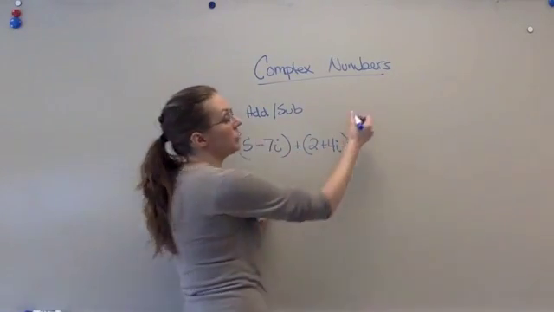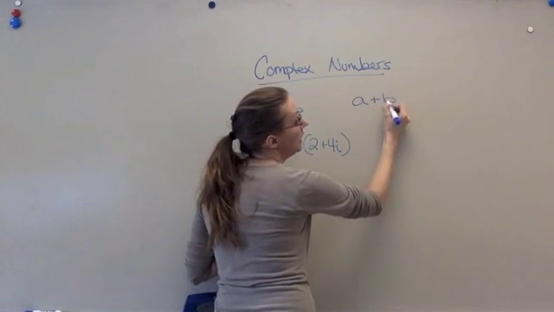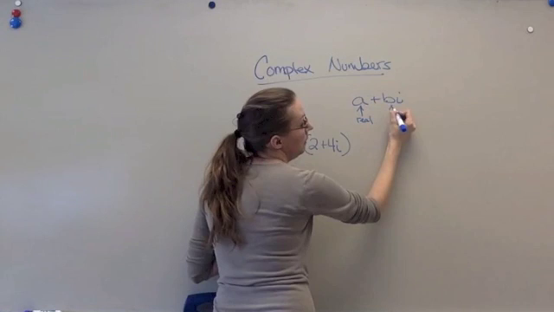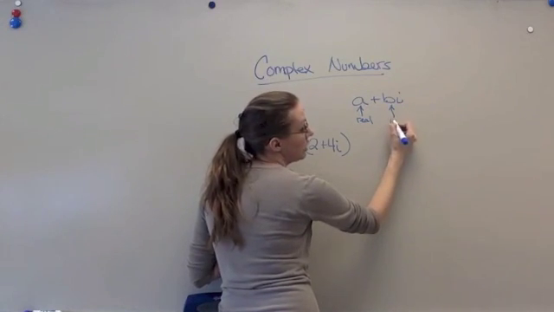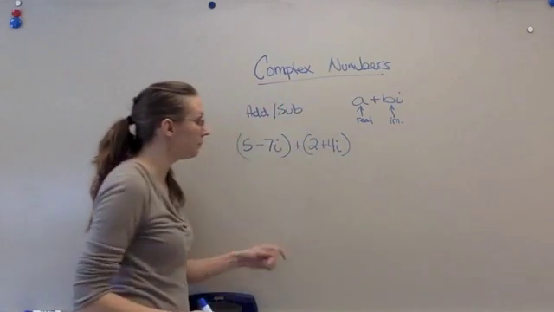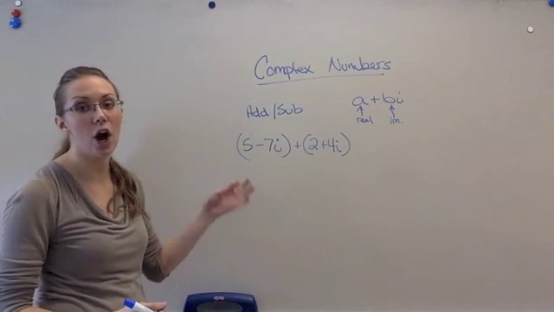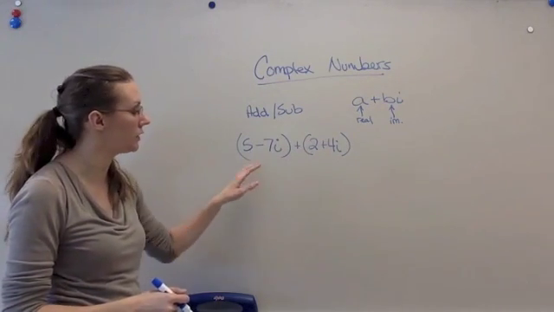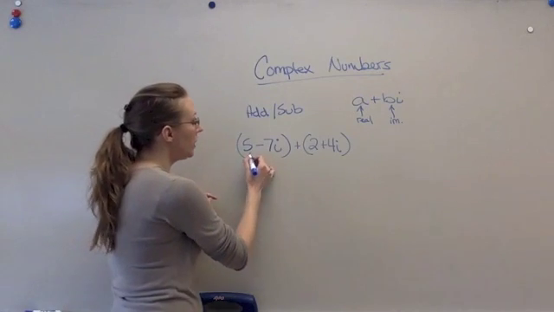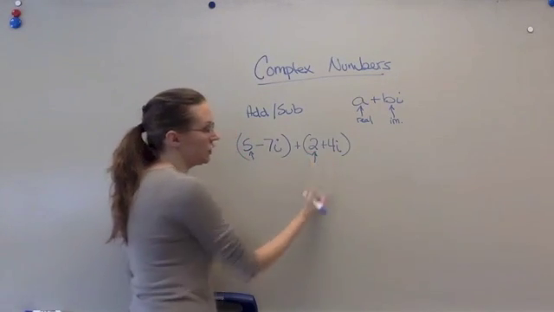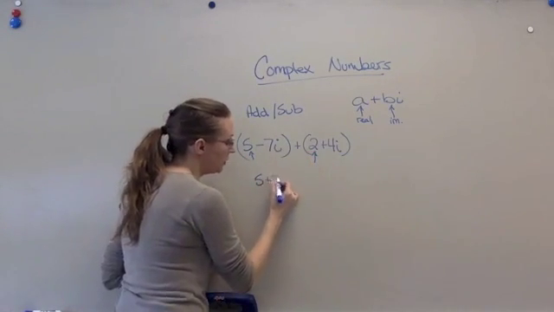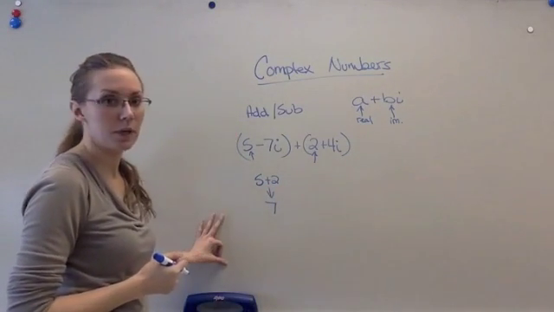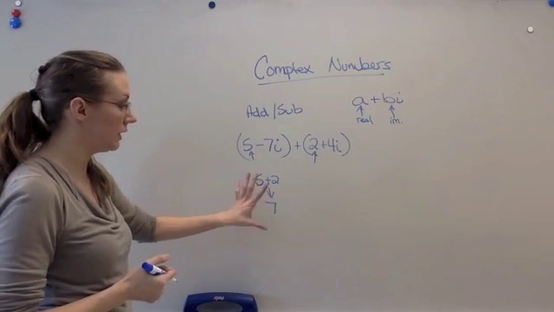If you remember back to our form a plus bi, a is our real parts, b is our imaginary parts, okay? So we're going to start off by adding our real parts together. That is the first step. I would write it down if you want it down as steps, okay? Our two real parts are 5 and 2, so I'm going to have 5 plus 2. From that, I'm going to get 7, okay?